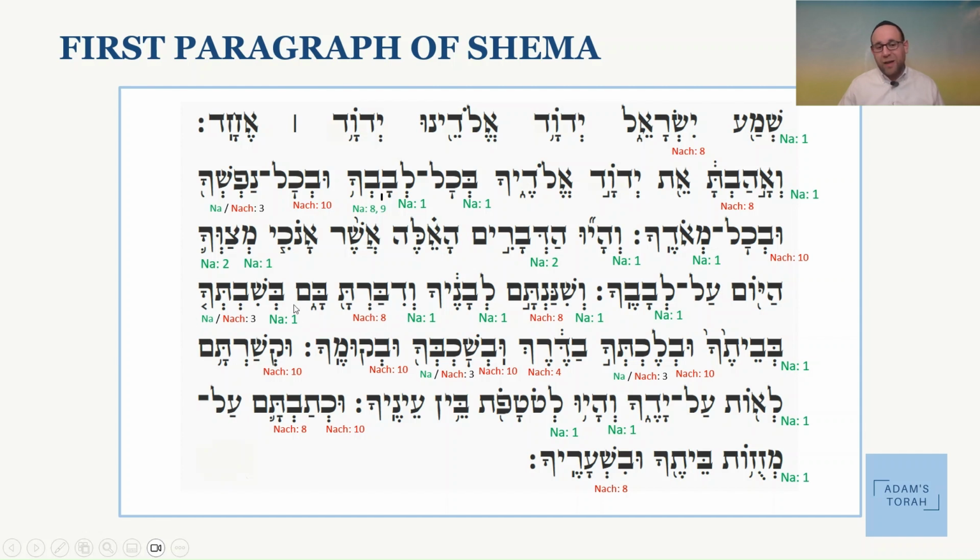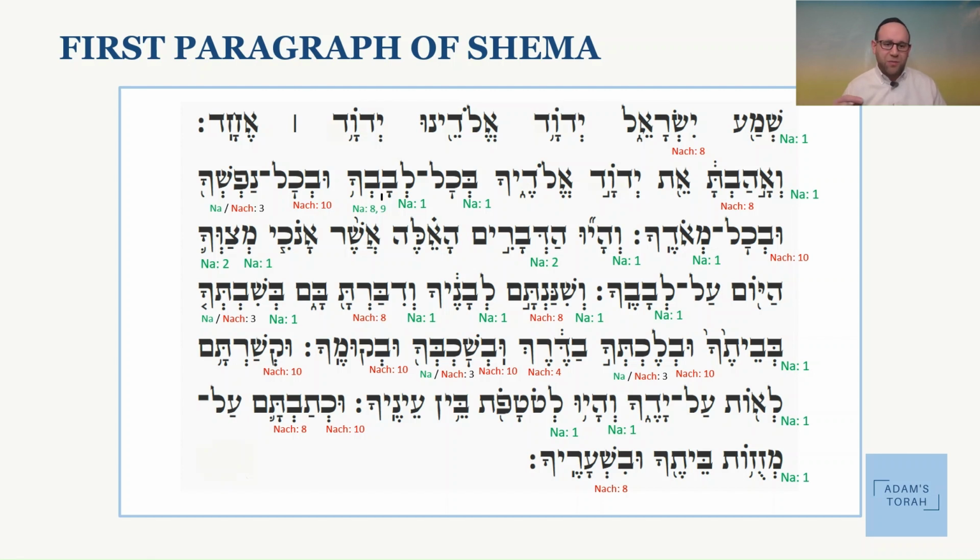Beshivtecha. Okay, Beshivtecha has 3 shevas in it. I'm going to take a moment to talk about Beshivtecha because there could be a few answers here. The bet at the beginning of the word is a sheva na. Also, the bet has a dagesh within it. So that's another reason why the sheva would be a sheva na. So really, that first one could be because of rule 1 or rule 2.